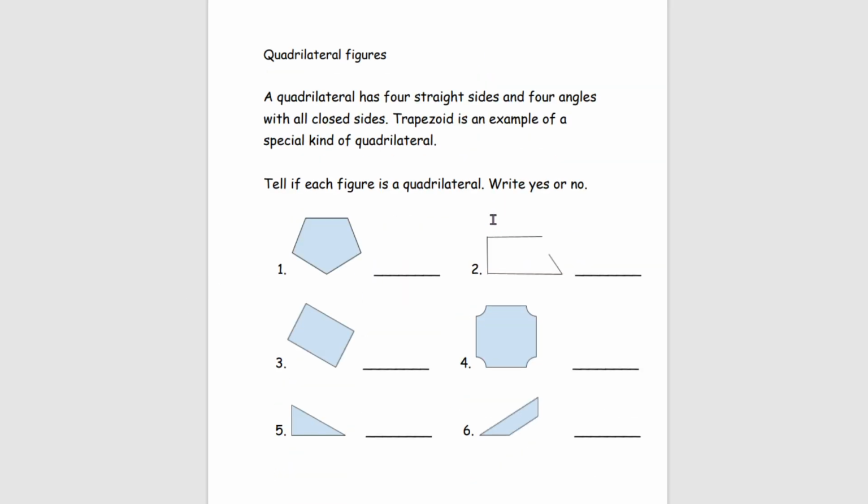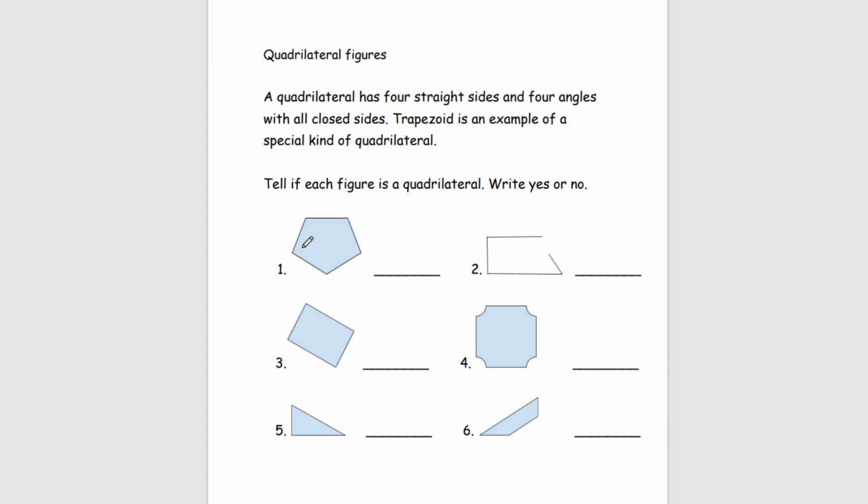And to start off, we're going to be telling whether each figure is a quadrilateral. Our definition is right here, where it says a quadrilateral has four straight sides and four angles of all closed sides. A trapezoid is an example of a special kind of quadrilateral. So, look at number one. Let me specify that it has to have exactly four.